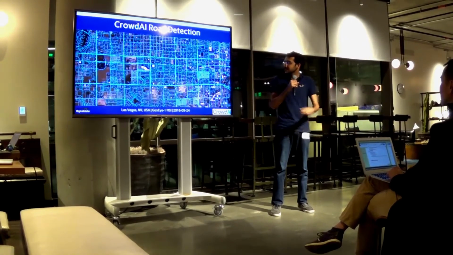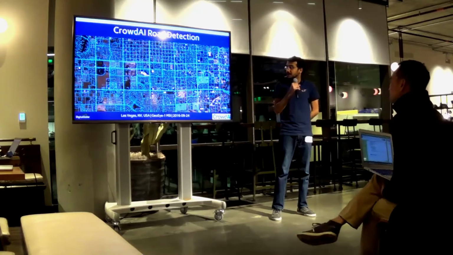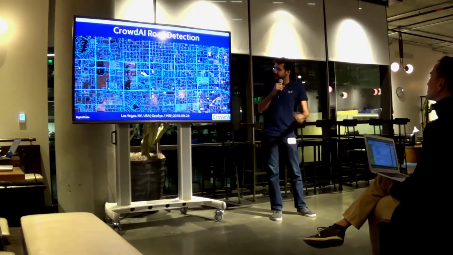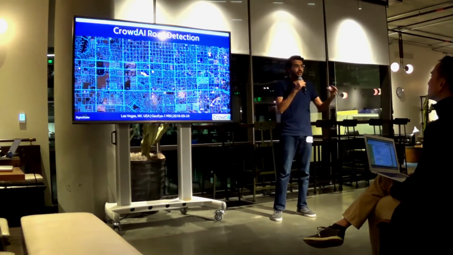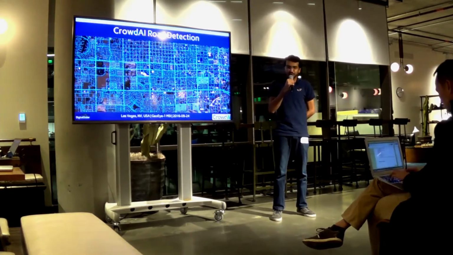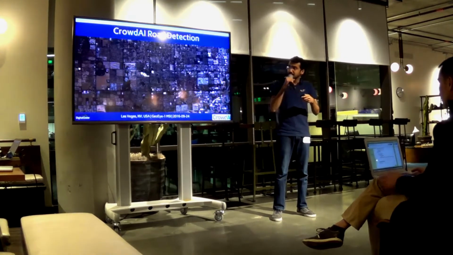To give you a sense, one of the first applications we are working on is segmentation on satellite images. This is similar to the imagery you'll see on Google Earth, and Digital Globe is the provider. So this gives you a sense of the kind of imagery.